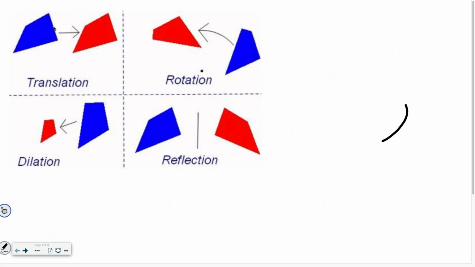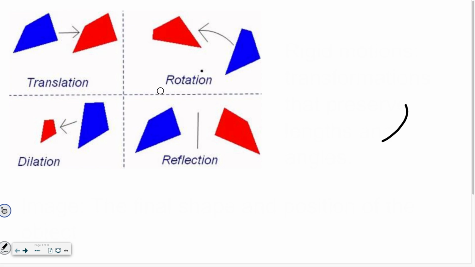We have four different types of transformations. Transformations are just turns, reflections, translations, rotations, and dilations. A translation is simply taking a figure, here you see the blue figure, and moving it in a certain direction. And here you end up with the red figure after a translation.